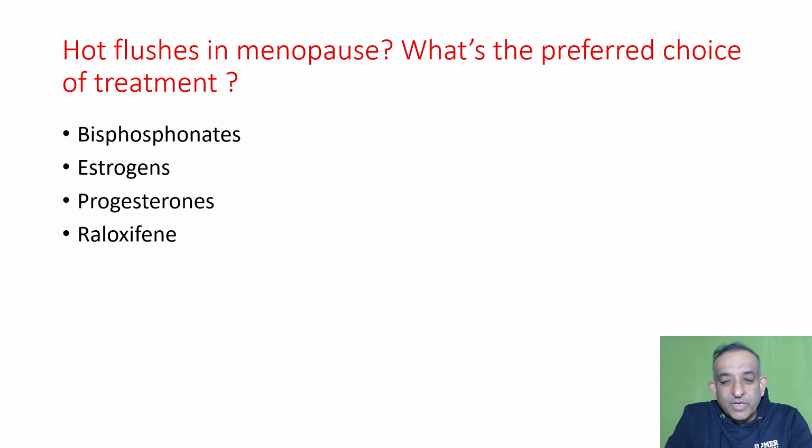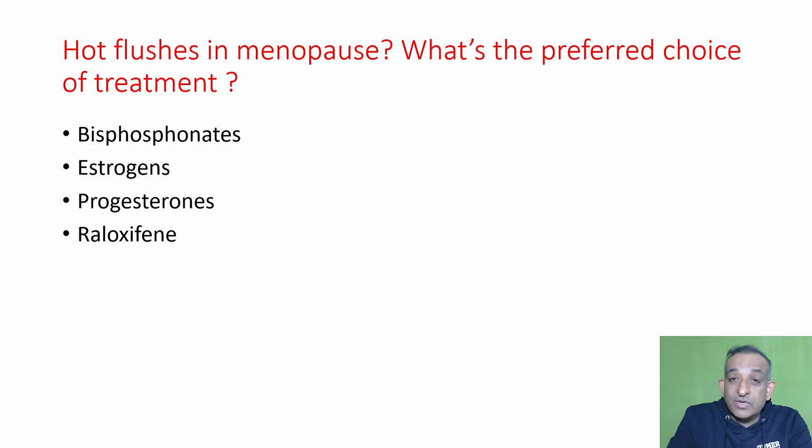Hot flush in menopause, what is the preferred choice of treatment? Remember, I've been telling you and hammering this detail that the drug of choice for osteoporosis in menopause is estrogens, and after 60 years it is bisphosphonates. Now they've again asked you a related question, hot flushes treatment, what is the preferred drug? Obviously it is estrogens, because estrogens will reduce the hot flushes, the best treatment of hot flushes. Along with that, they will also take care of the bones. Okay, so the answer is estrogens.